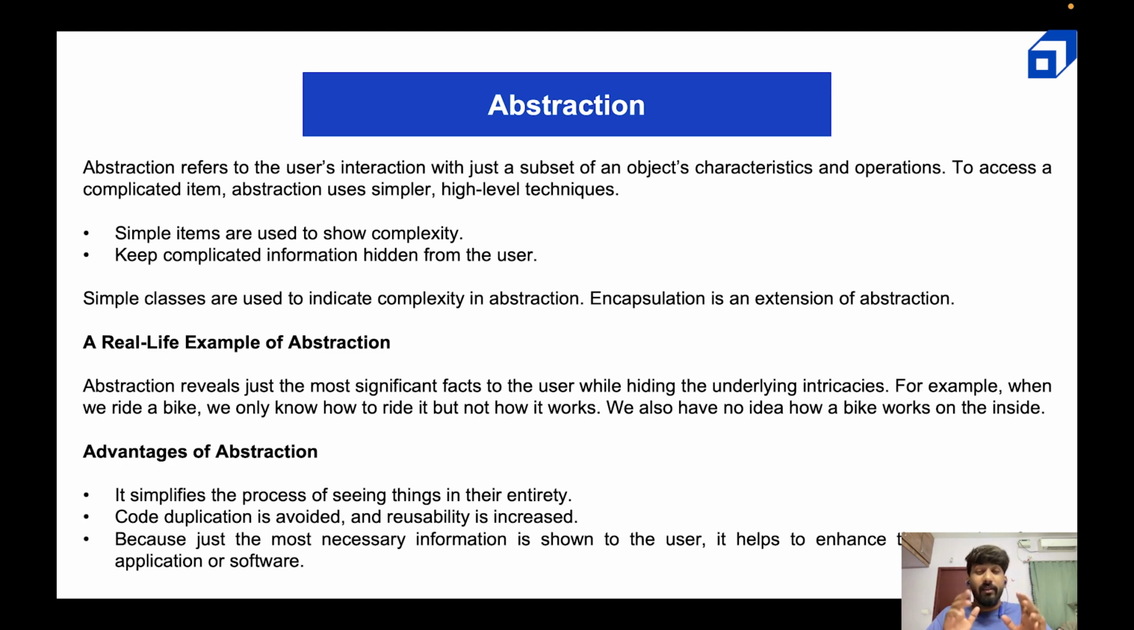So a real life example of abstraction. Abstraction reveals just the most significant facts to the user while hiding the underlying intricacies. For example, when we ride a bike, we only know how to ride it, but not how it works. We have no idea how a bike works inside.